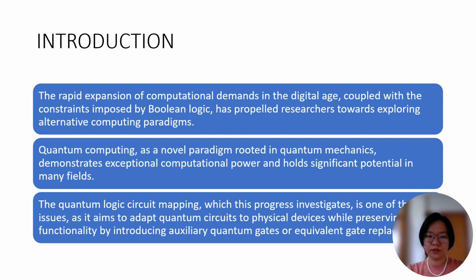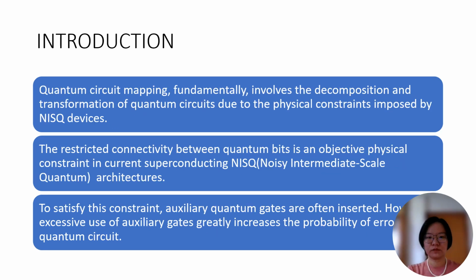The Clifford logic circuit mapping, which is the project's investigation, is one of the key issues, as it aims to adapt Clifford circuits to physical devices while preserving functionality by introducing auxiliary Clifford gates or equivalent gate replacement. Quantum circuit mapping fundamentally involves the decomposition and transformation of quantum circuits due to the physical constraints imposed by NISQ devices. It has a significant impact on the number of quantum gates and the success rate of quantum computations.